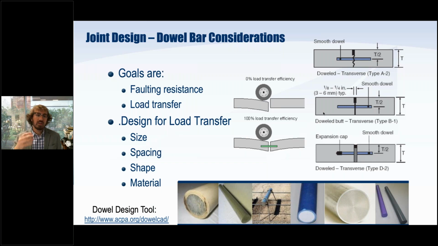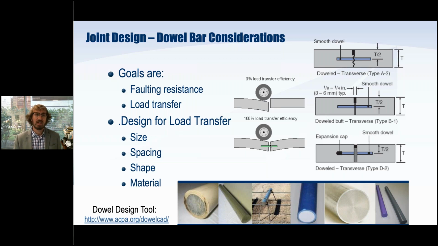Alrighty. So looking at our dowel bar design, what we're really looking for is faulting resistance and load transfer. You can see here what those dowels are there to do, where we have 0% load transfer. What we're looking for is actually 100% load transfer, or very nearly that, somewhere in the 90s. High load transfer efficiency is what we're looking for out of our dowel bars. And when we design our dowels correctly, we get good load transfer for the long term.